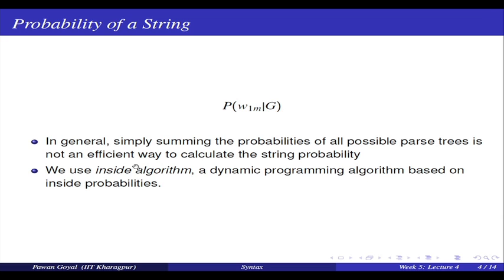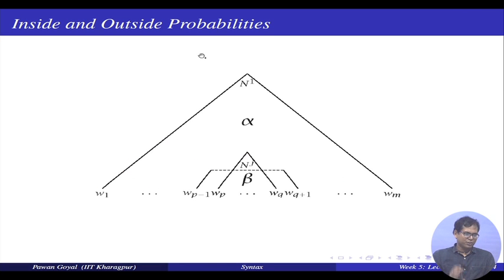So, what is this Inside algorithm? This is a dynamic programming algorithm based on the concept of inside-outside probabilities. So, now I will try to introduce what that inside-outside probability is. This is very central to understanding this lecture as well as the next lecture. So, let us try to understand the concept. Okay. And just so that it helps you, this is very similar to the concept of the forward-backward algorithm that we did in the case of HMMs.